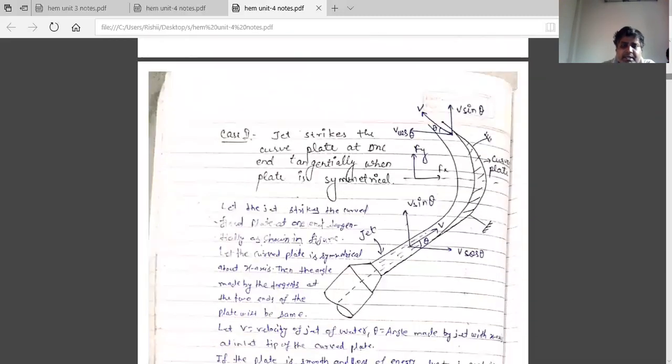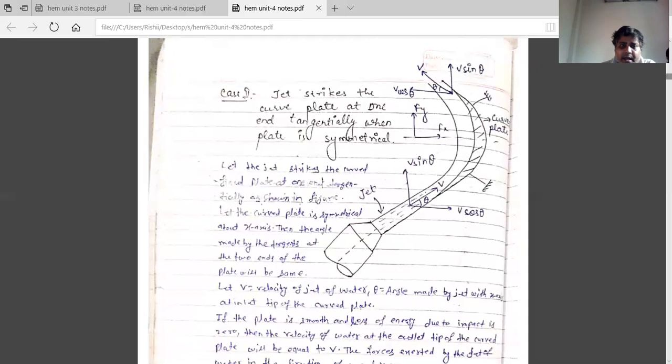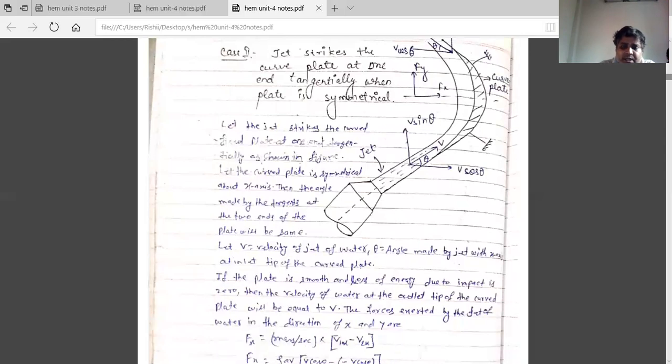Second case, jet strikes the curved plate at one end tangentially when the plate is symmetrical. Plate will be symmetrical, and jet strikes tangentially at the one tip. Let the jet strike the curved fixed plate at one end tangentially as shown in figure. Let the curved plate be symmetrical about the x-axis. Then the angles made at the two ends of the plate will be the same. Let v be the velocity of jet of water, theta the angle made by the jet with the x-axis and inlet tip of the curved plate.